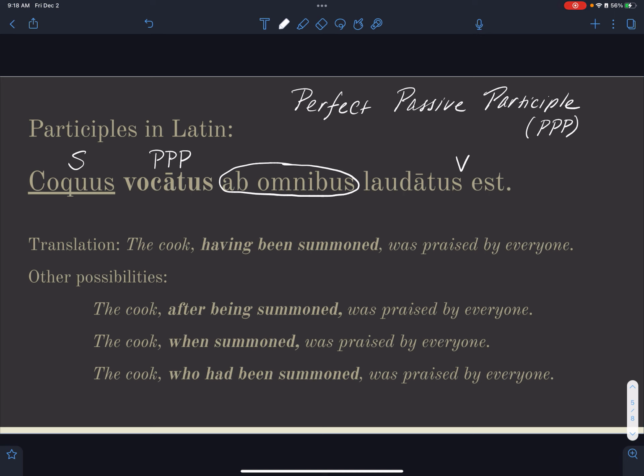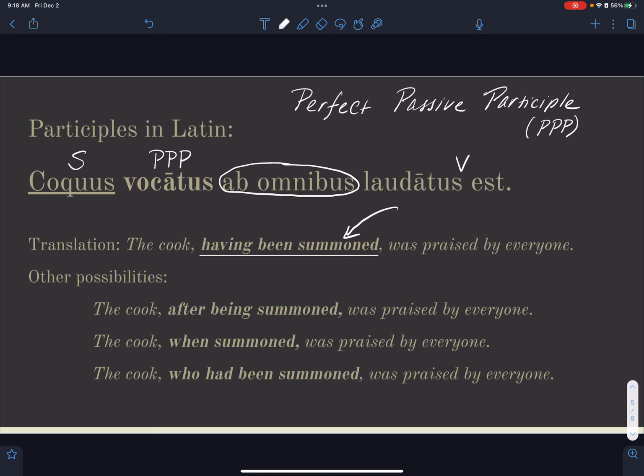Right, so if you notice, this is our participle. It's almost just extra information, and it's bookended by commas, right? So: the cook having been summoned. This is the base way, the standard way to translate perfect passive participles when you see them: having been blanked, right? Like the perfect passive.